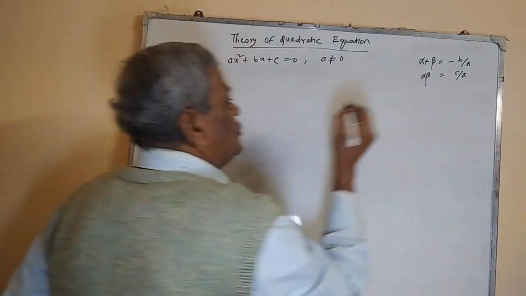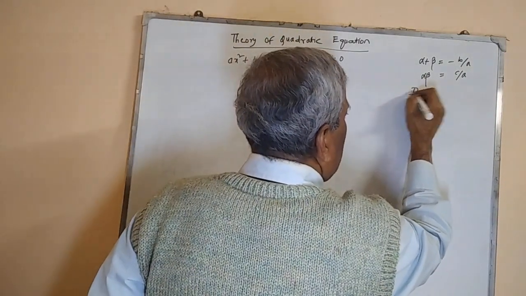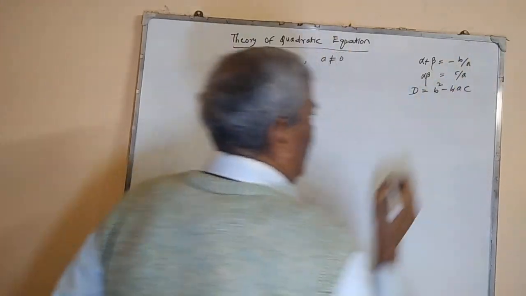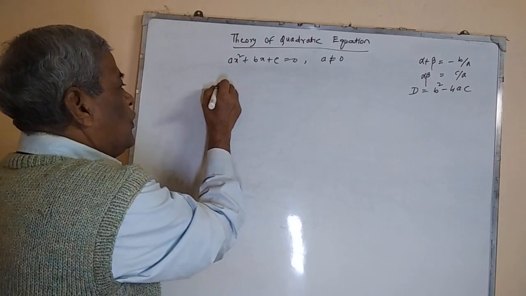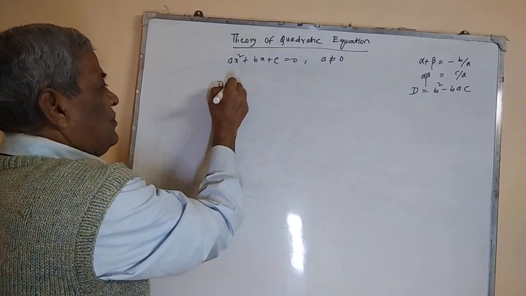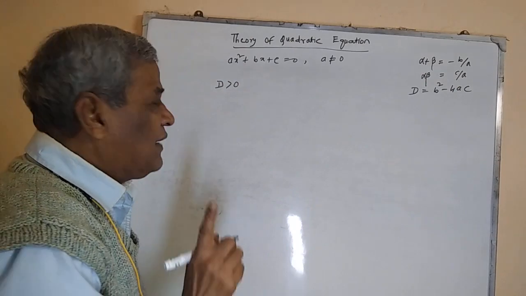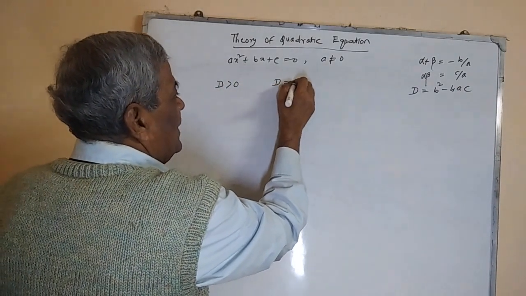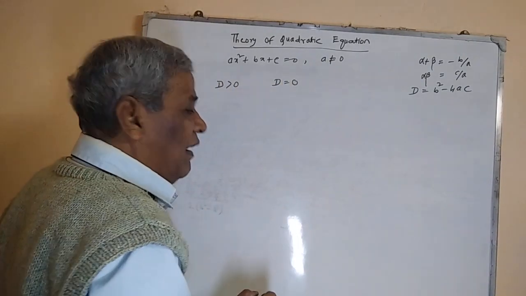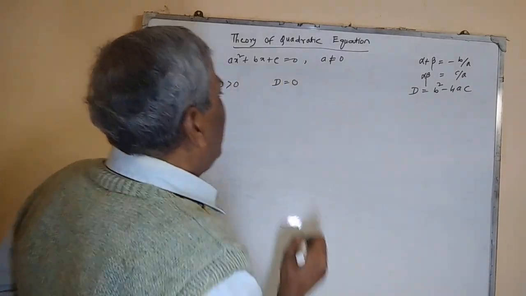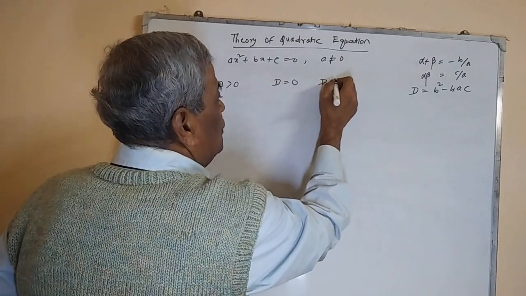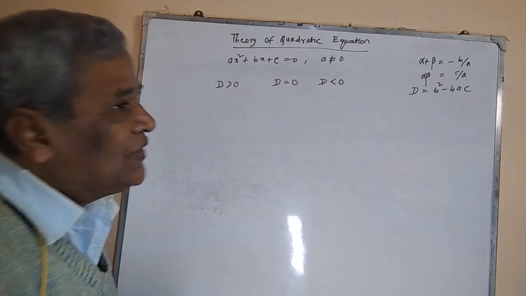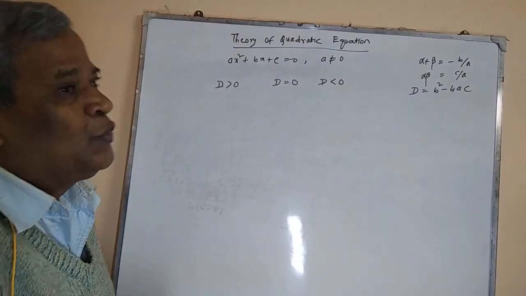The discriminant of the equation, D, is equal to b² − 4ac. If D is positive, both roots are real and distinct. If D is equal to 0, both roots are real and equal. And if D is less than 0, then both roots are imaginary and complex conjugates.